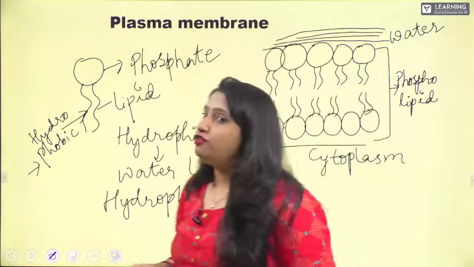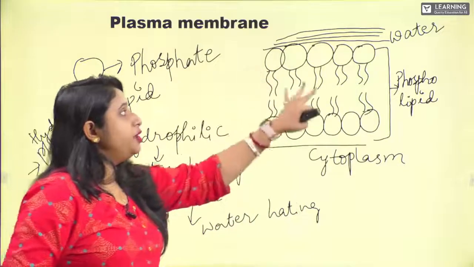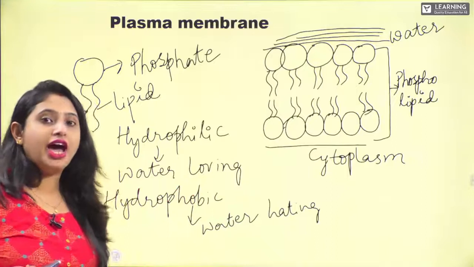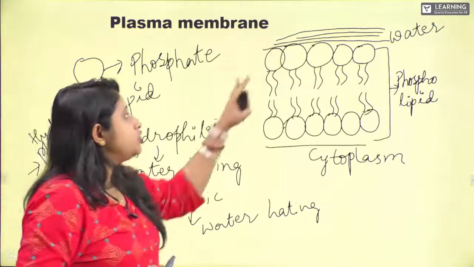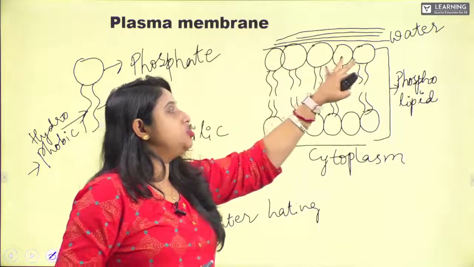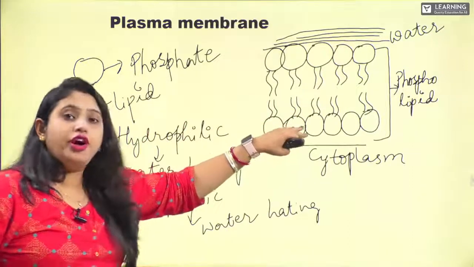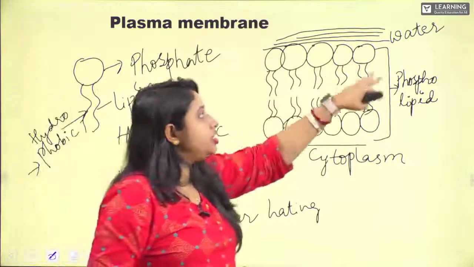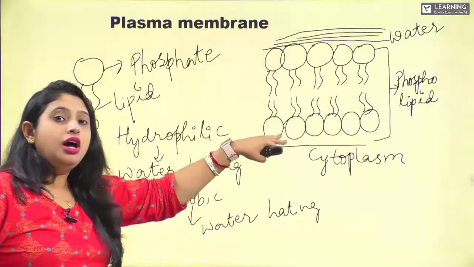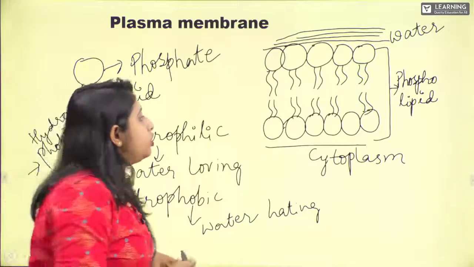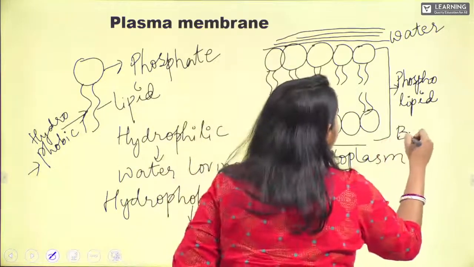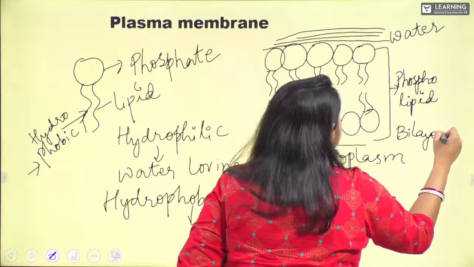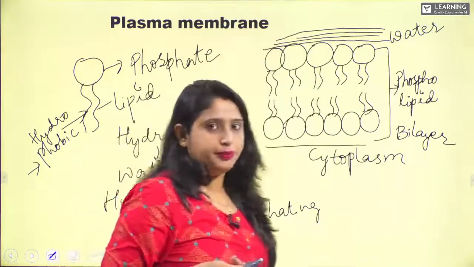So basically you will see the structure of the plasma membrane is made up of phosphate and lipid groups, all right? These are the phosphate chains, which are joined together with the lipids. Here you can see two layers, right? So it is known as a bilayer, okay?